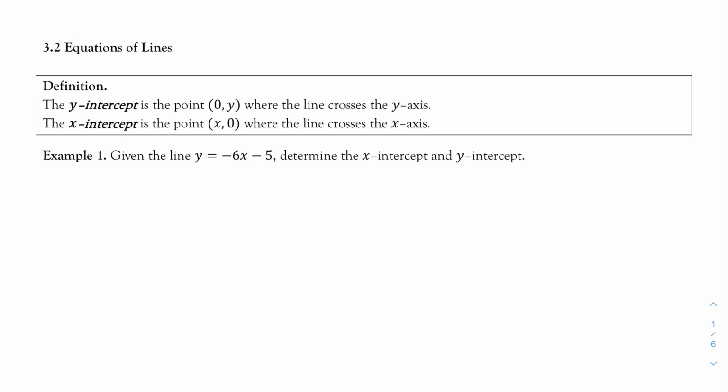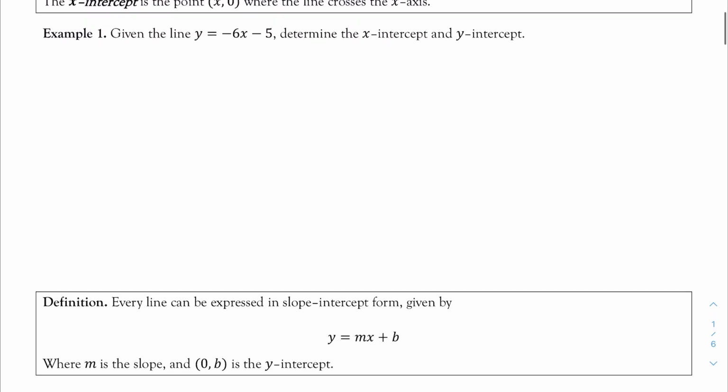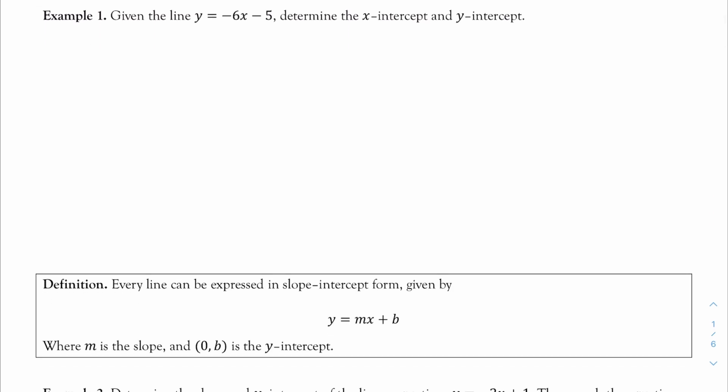So, to get some practice with the intercepts, let's look at example 1. Given the line y equals negative 6x minus 5, determine the x-intercept and the y-intercept. So let's start off with the x-intercept. Remember, the x-intercept is the point (x, 0). In other words, I'm asking, what is x when y is equal to 0? Let's look at what happens there. I'll write x-intercept to show that we're working with the x-intercept.